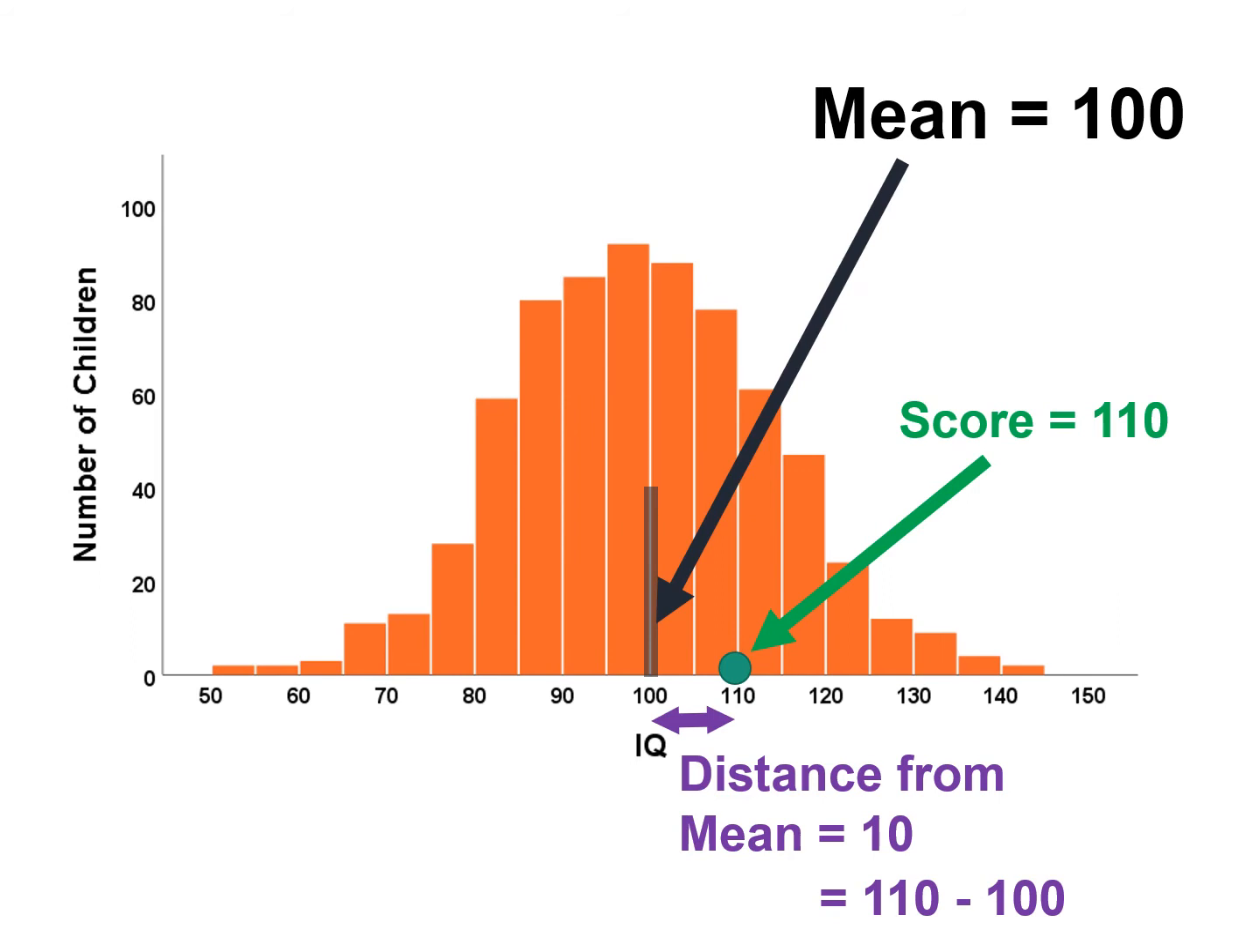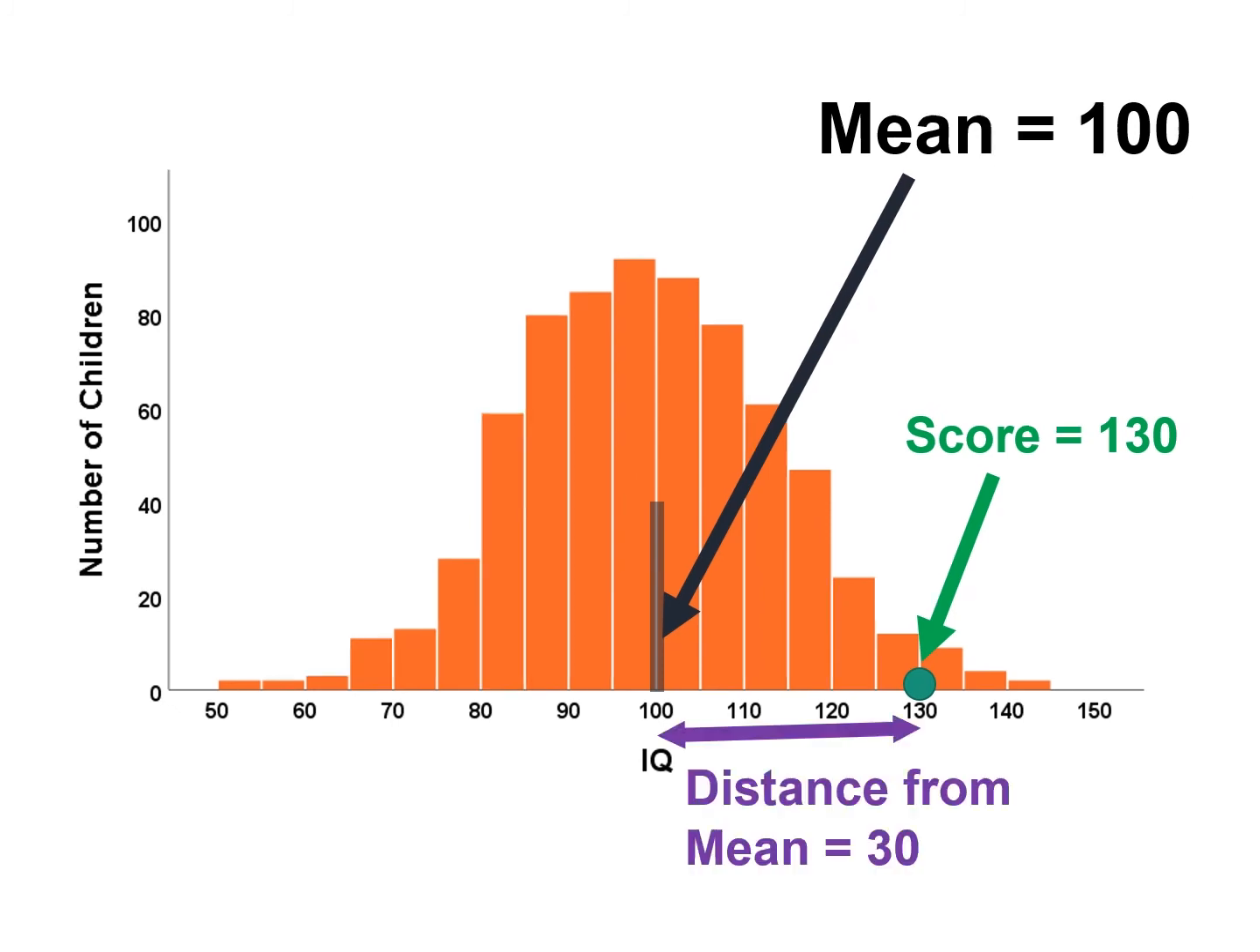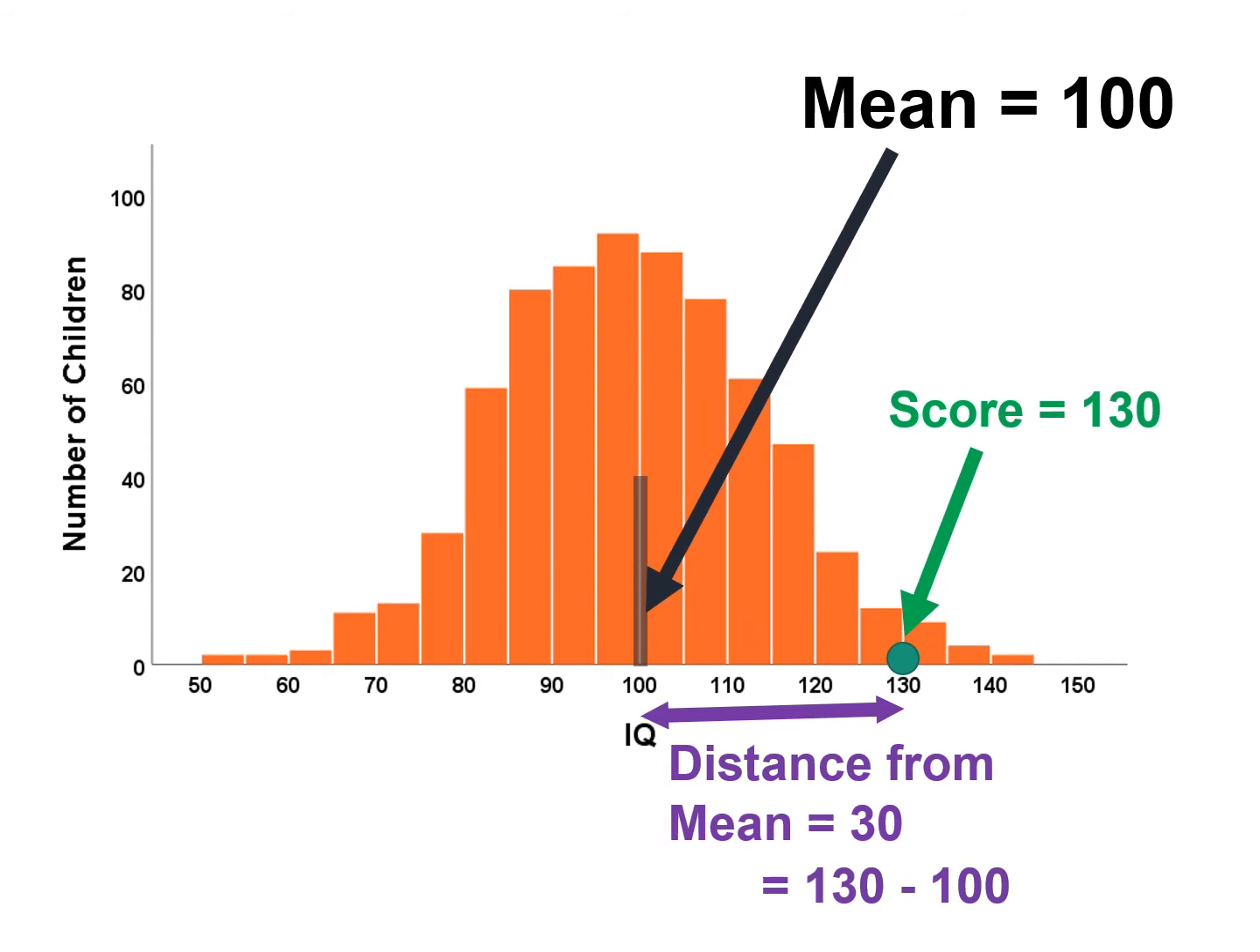Here's the formula for the distance from the mean. We subtract 100 from 110. That is, we subtract the mean from the child's score. Let's try it again with another child. This child has an IQ of 130. This child's IQ score is 30 points or 30 units away from the mean. So the distance from the mean for this child's IQ score is 30. Here's the formula. The distance from the mean is 130 minus 100, which is equal to 30. Again, we're subtracting the mean from the child's IQ score.